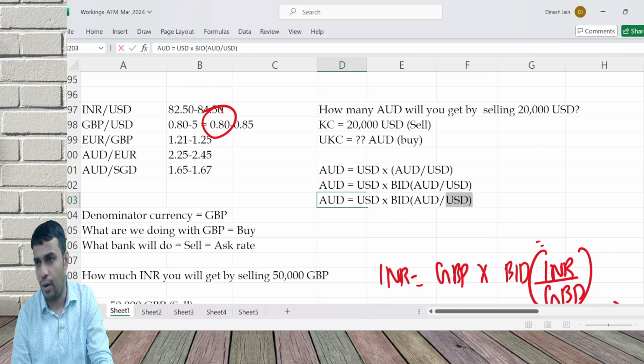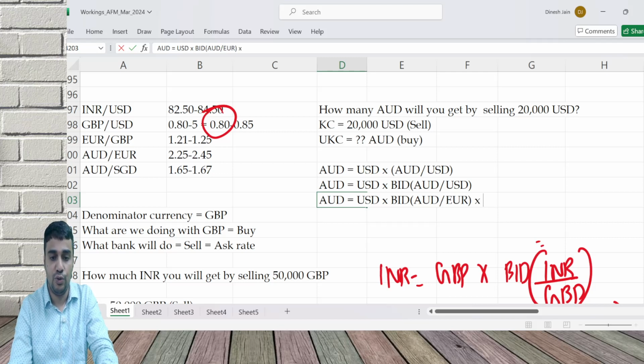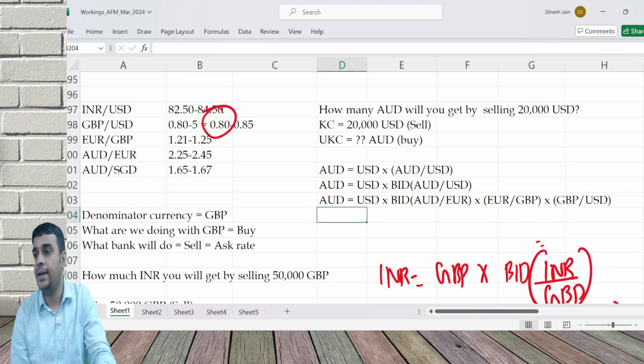Euro or Singapore dollar. I'm not using Singapore dollar because Singapore dollar is not connected with anything else in the question. I will use euro, then connect euro with GBP, and ultimately GBP with USD. I can use Singapore dollar, but what will I connect it with? So AUD by what? Euro into euro by GBP into GBP by USD. If you have the quote, write it, else use 1 by ask.